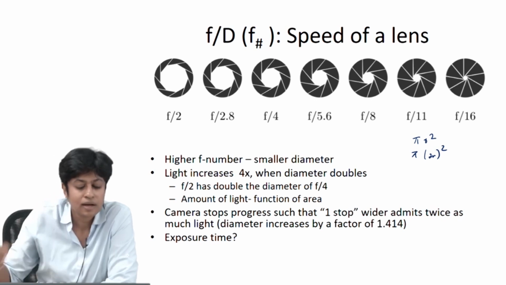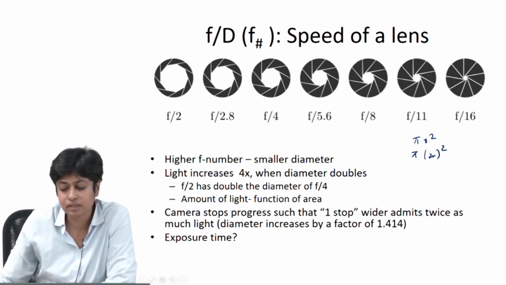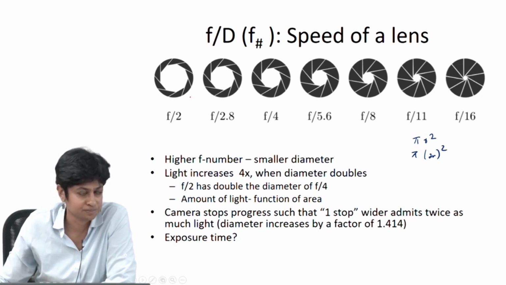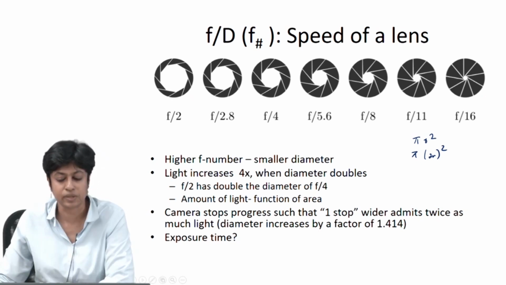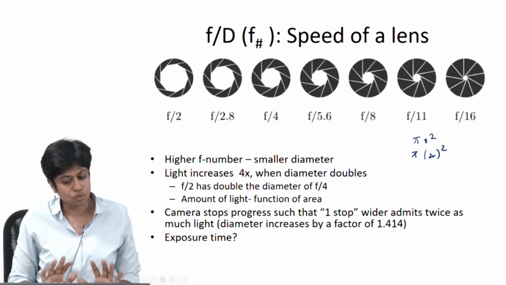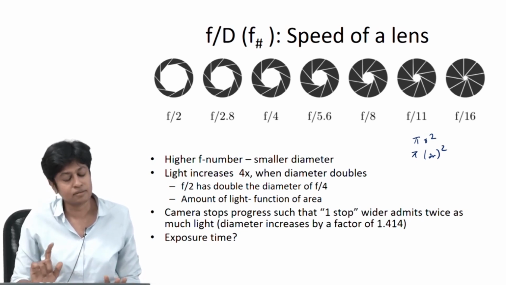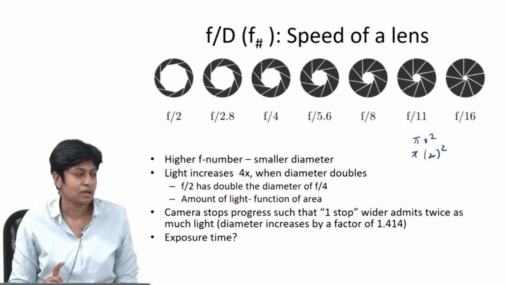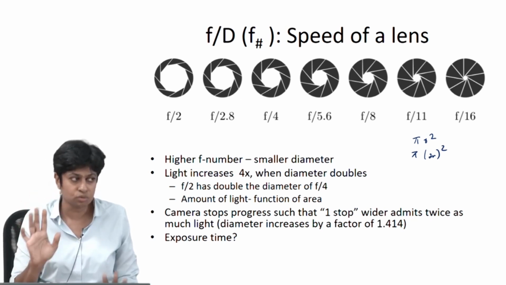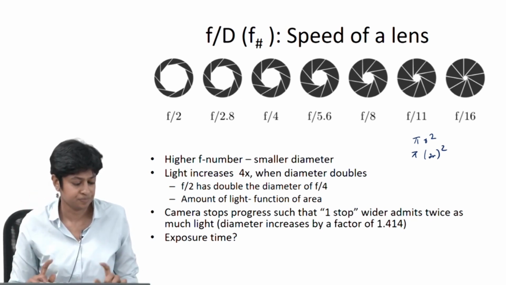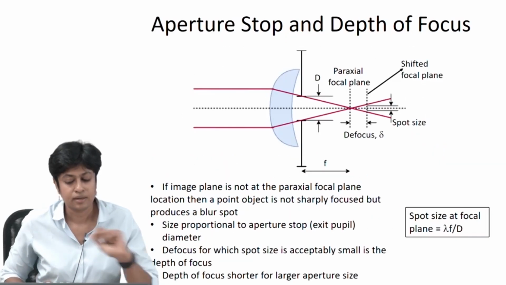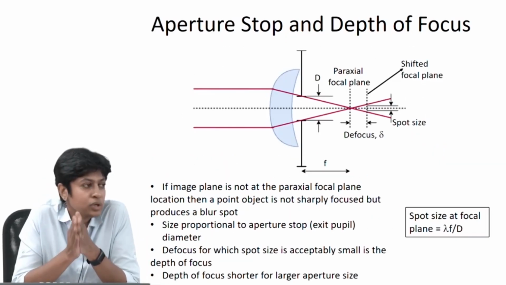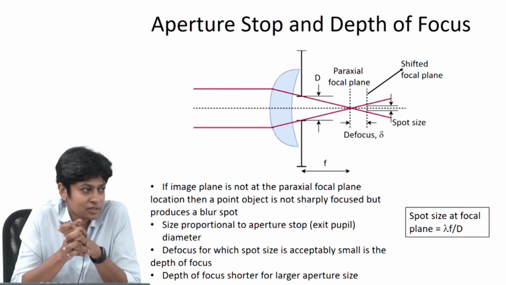So of course the exposure time is going to be really large for f/16 compared to f/2. Okay, so it should be pretty clear that changing aperture is relating to exposure time, right? But that's again not the only thing that the aperture size affects, right?